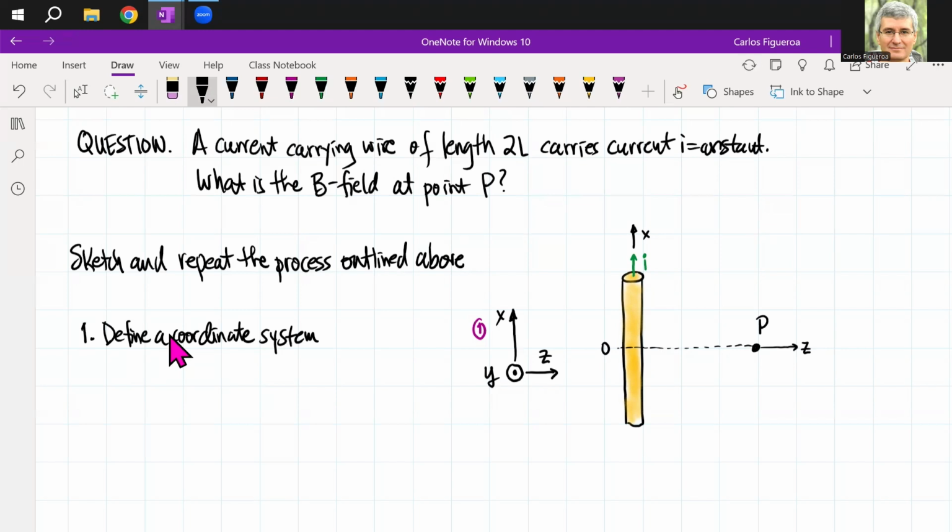And of course, if I'm talking about lengths here, this will then be minus L, and this would be plus L right here. So now the next thing that I want to do is divide the current into tiny current segments.